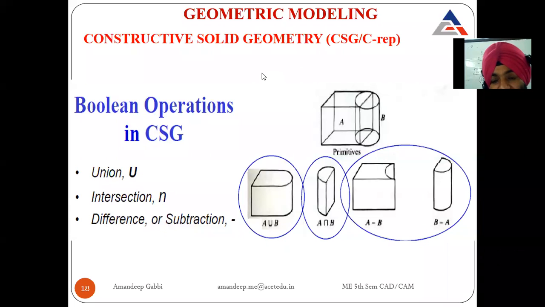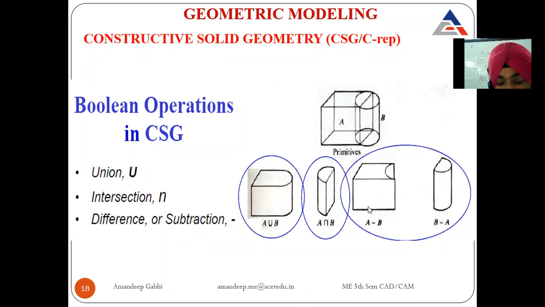So let me explain this again. Boolean operation. What is a Boolean operation? You have a cuboid, you have a cylinder that is on your screen. When you try to join these two, that will result into this. And if you subtract cylinder from this cuboid, you will get this. A minus B will result into this.